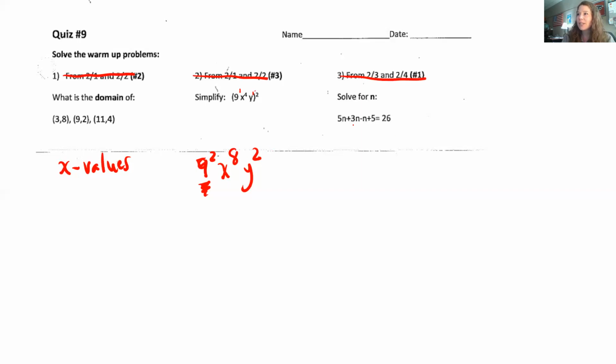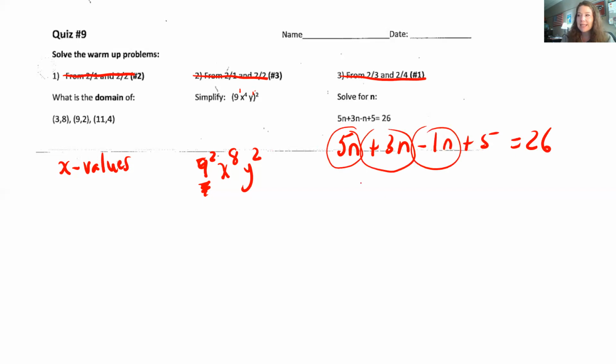And then the last one, you're going to combine your like terms. So 5n plus 3n minus 1n plus 5. So combine those like terms and then get n by itself. So subtract 5 and then you'll divide and you'll get the right answer.